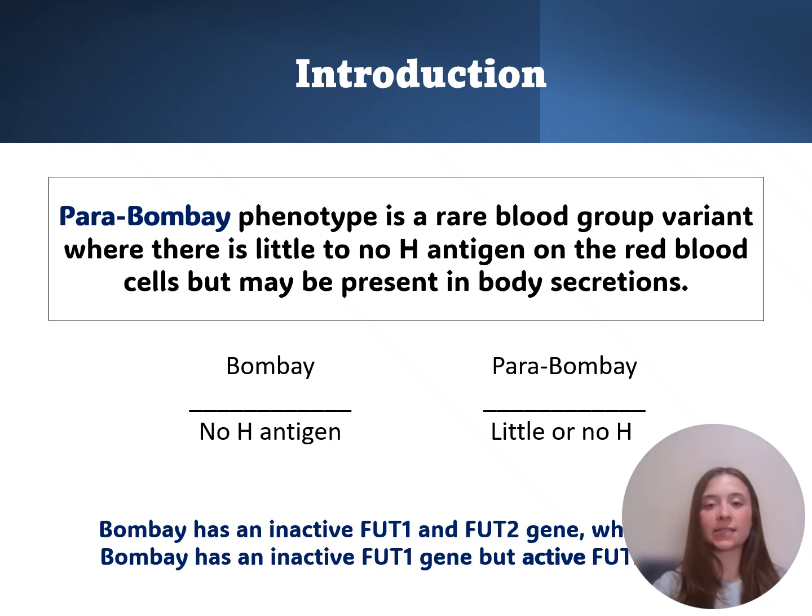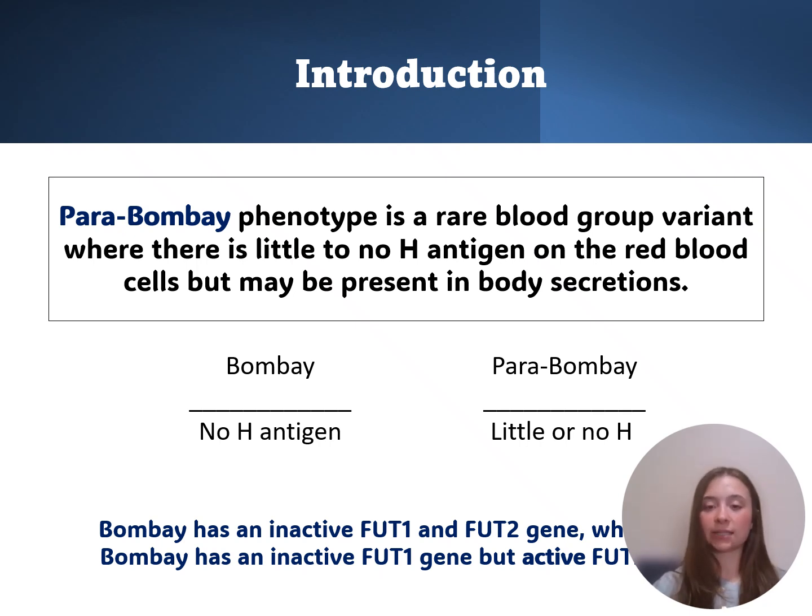Para-Bombay phenotype is a rare blood group variant where there is little to no H antigen on the red blood cells, but it may be present in body secretions. Bombay patients have no H antigen anywhere and make strong anti-H, while Para-Bombay patients are more variable. They may lack H on red cells but still have it in secretions like their saliva, making their blood typing results and transfusion needs much less predictable.